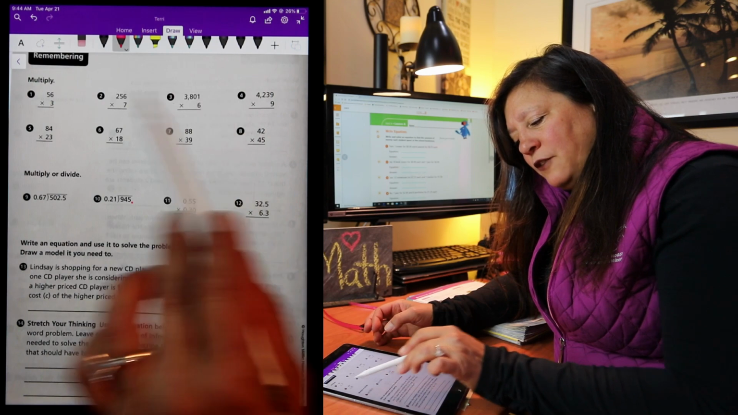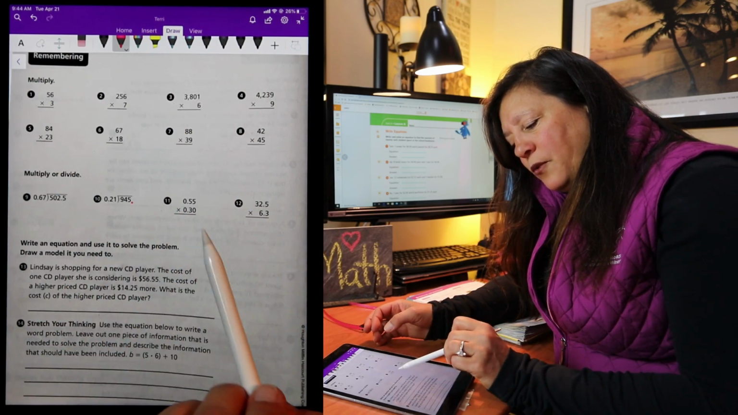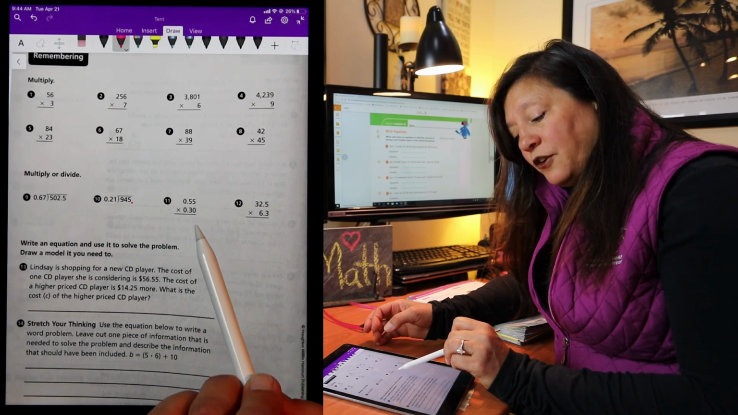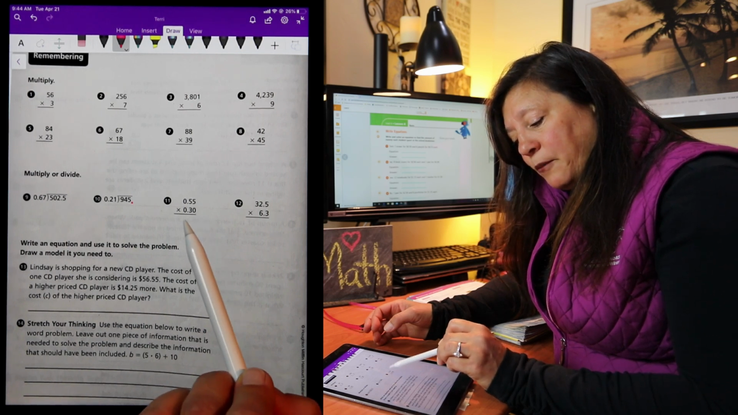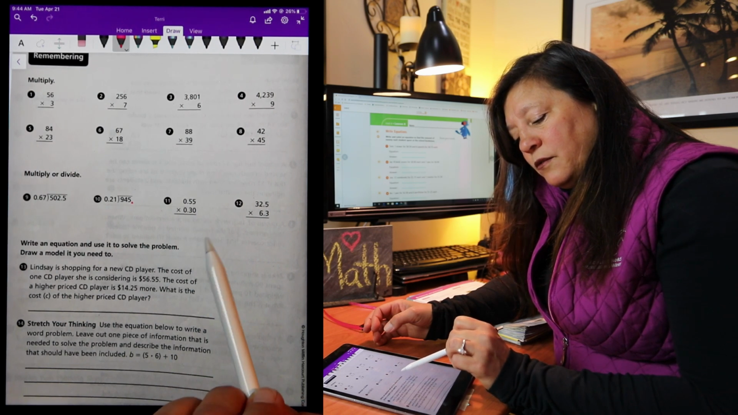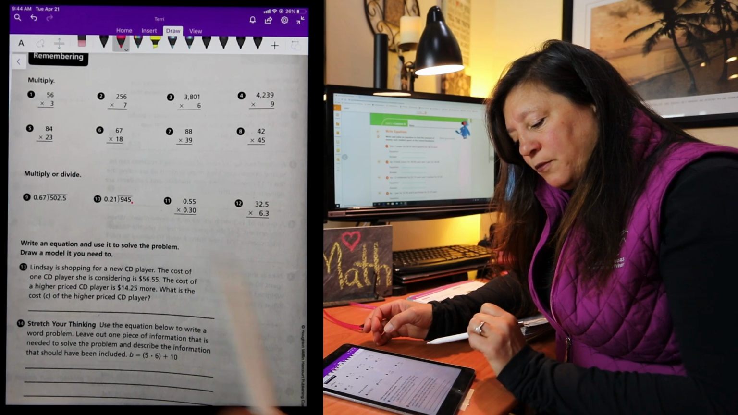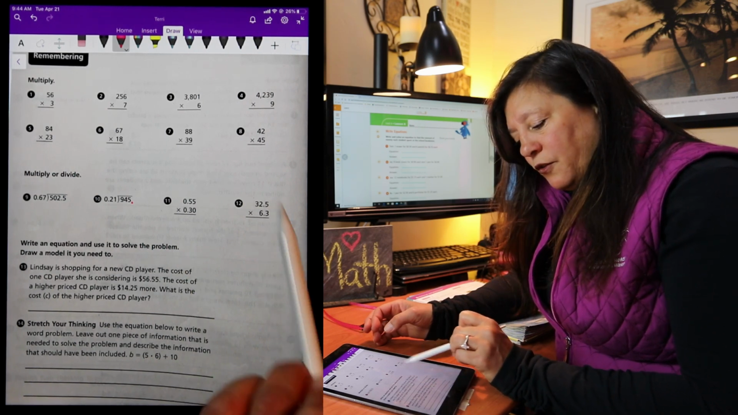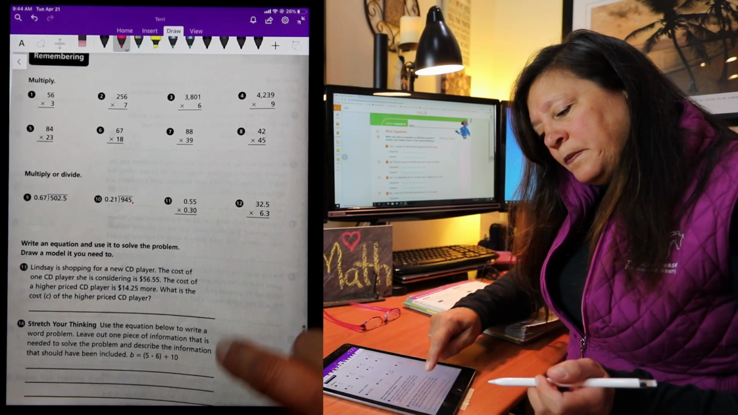Do your multiplication first, just like you did in 1 through 8, and then count how many decimals are in your factors. So in number 11, there's 4 decimal spaces, okay? And then your product needs to be 4 decimal spaces. Number 12, there's 2 decimal spaces, so your product has to have 2.